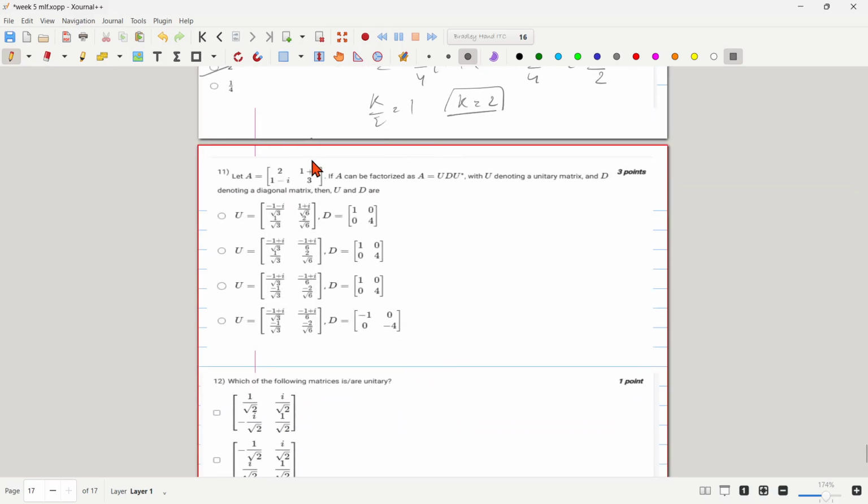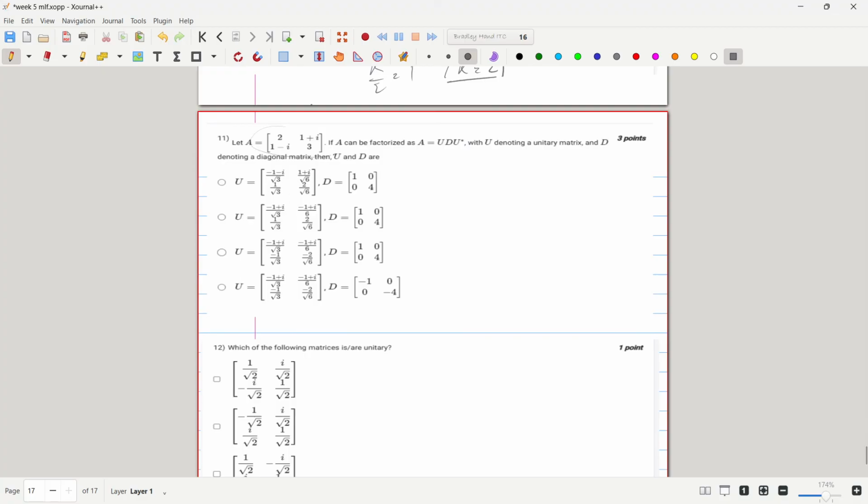Now this 11th question is, you have given a matrix A. If A can be factorized as A is equal to U D U conjugate transpose, where U is denoting the unitary matrix and D is denoting the diagonal matrix, then U and D are. See, trace should be equal to the sum of eigenvalues. So trace is 5. This can be 2, this can be 2, but this is not the correct answer because the trace is minus 5. C is eliminated.